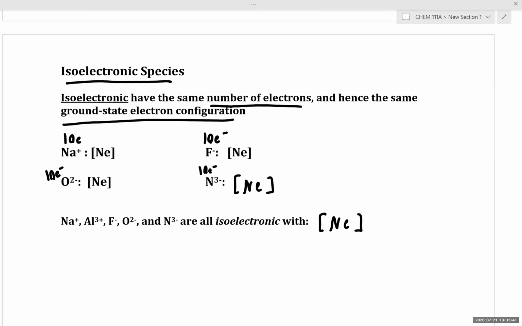Isoelectronic species have the same number of electrons, the same ground state electron configuration, and in general, they exhibit very similar reactivity in terms of sharing of electrons, gain or loss of electrons. Does this idea make sense to everyone? Any questions on isoelectronic species?